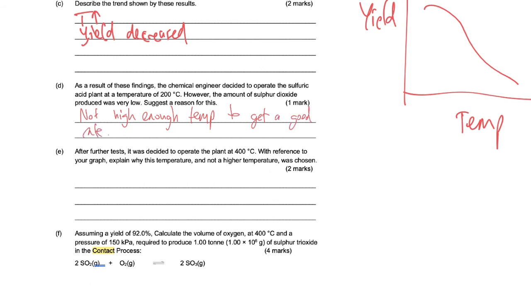After further tests, it was decided to operate the plant at 400 degrees Celsius. With reference to your graph, explain why this temperature, not a higher temperature, was chosen. So having a look back at that graph, at 400 degrees you still get a yield of 92%. So 92% is still a pretty good yield. If it's still a pretty good yield, that means you'll have a good rate at 400 as well as a good yield.